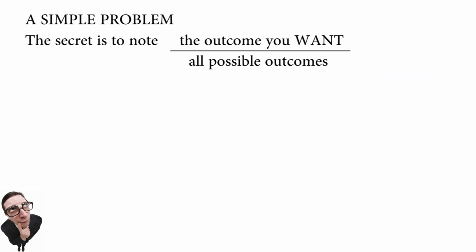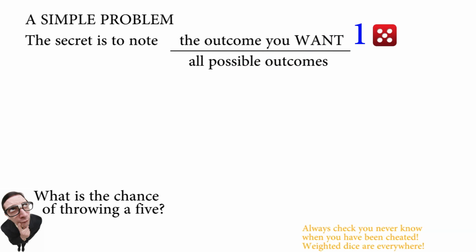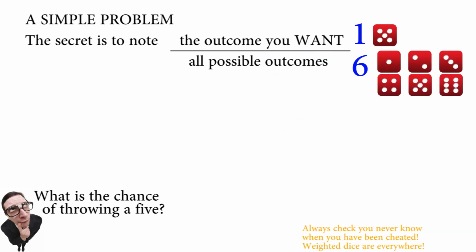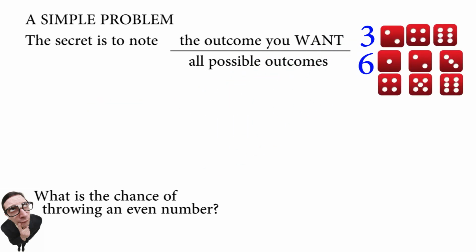Similarly with the dice. What's the chance of throwing a 5? Well, the outcome we want is 5. There is only one 5 on a normal dice, although it's better to check that nobody's bucking you around. And the total number of possible outcomes is 6, as a dice has 6 faces. So the chance of throwing a 5 is 1 out of 6, just like all the other numbers. What's the chance of throwing an even number? Well, the outcomes we want are an even number, which are 2, 4 and 6. So 3 outcomes on a dice with 6 faces, that's 3 out of 6, or a half.